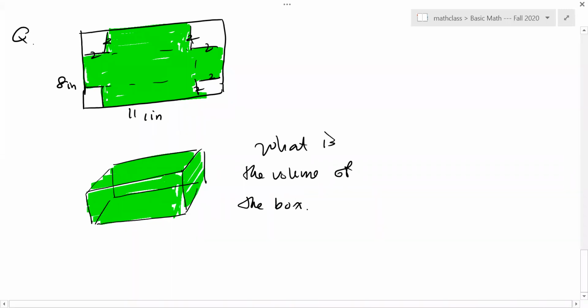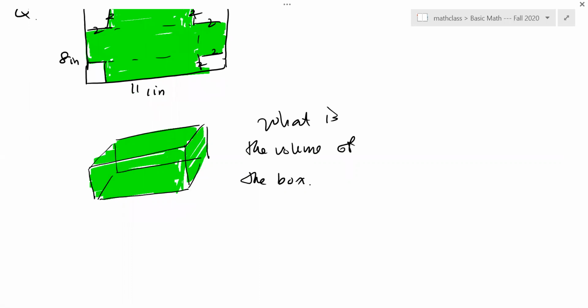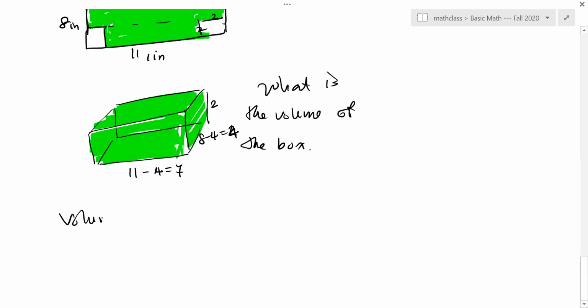Great. So all I have to do is figure out the length, and this is 11 minus 4, right? It's going to be 7. And the other side, 8 minus 4, is only 4. And the height is 2 because you cut the 4 by 2 by 2 square. So the volume is just the product of those numbers, 7 times 4 times 2, right? So the answer is 56.